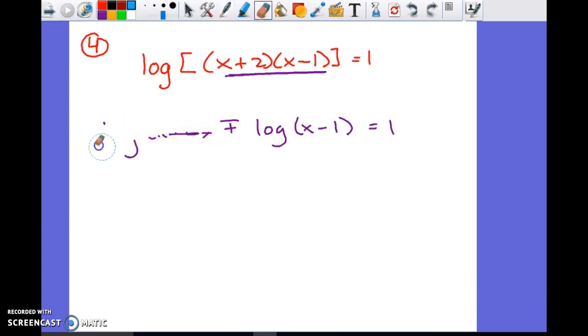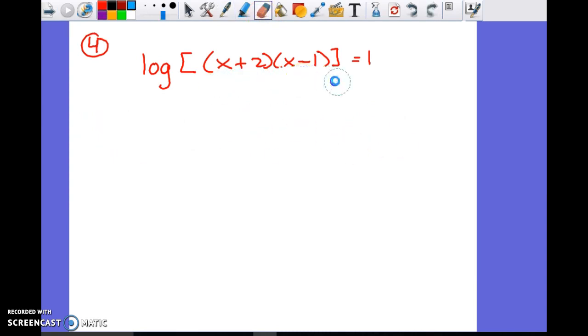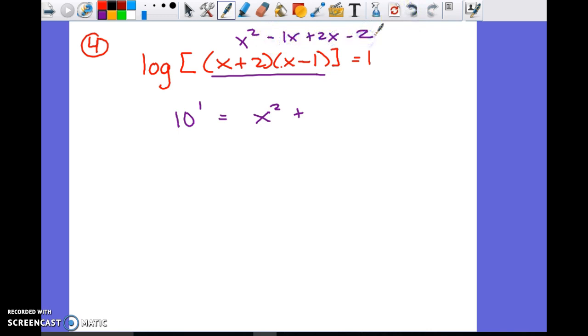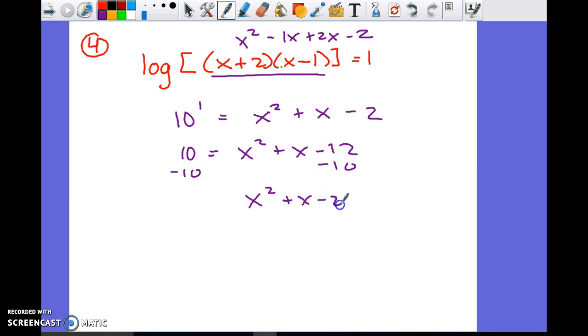Okay. All right, so what we're going to do for this one is I'm going to go ahead and rewrite it as 10 to the 1st equals this. I'm going to go ahead and FOIL this out. So I've got x squared plus 2x minus 2, so that's the same as x minus 2. Well, 10 to the 1st is just 10. And anytime I have x squared and x, I'm going to get everything on one side. So I'm going to subtract this 10. It gives me x squared plus x minus 12.